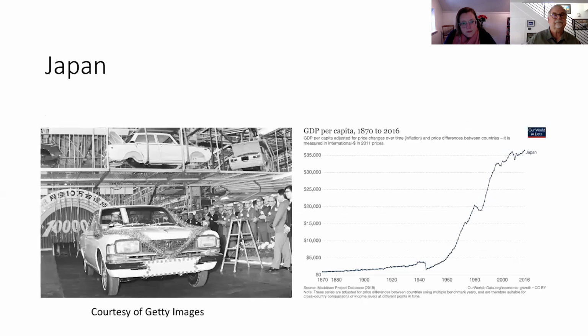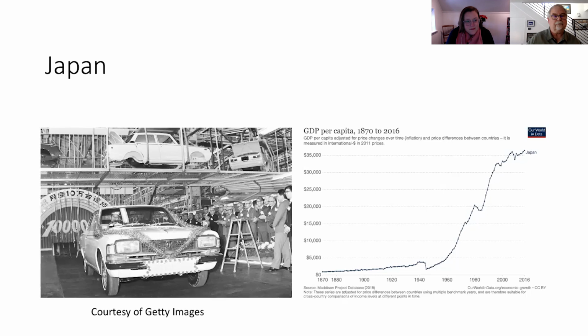And this just shows you the rapid expansion of the economy of Japan, mostly in the 1960s, 70s, and 80s. And that's an image of the Toyota Corolla coming off the assembly line in 1968. It was the 100th car made within a single month, to just give you an idea of how efficient car making was in Japan. And in 1968, the Toyota Corolla was the world's most popular car.